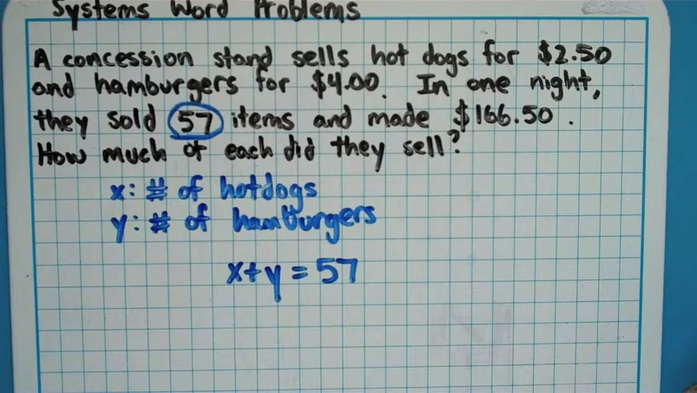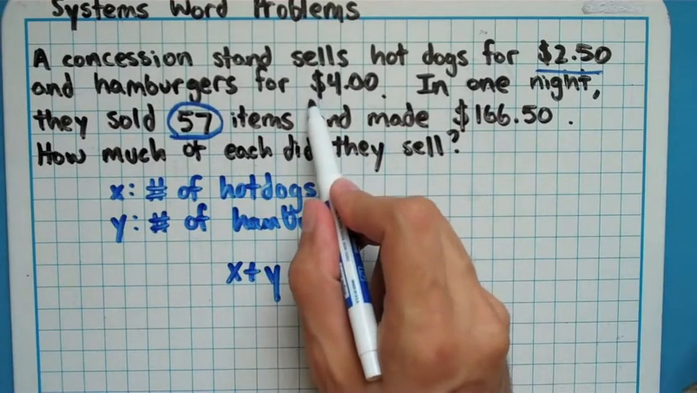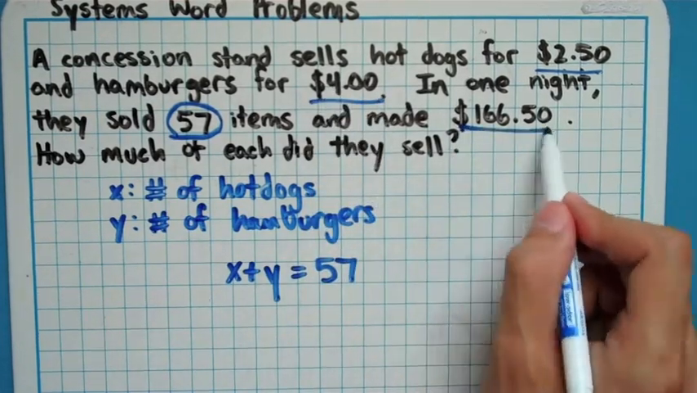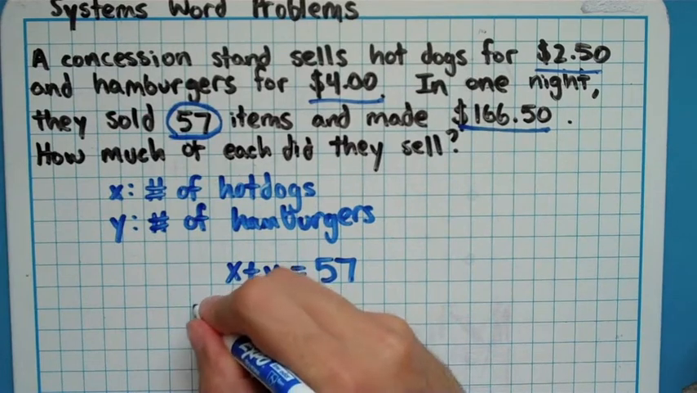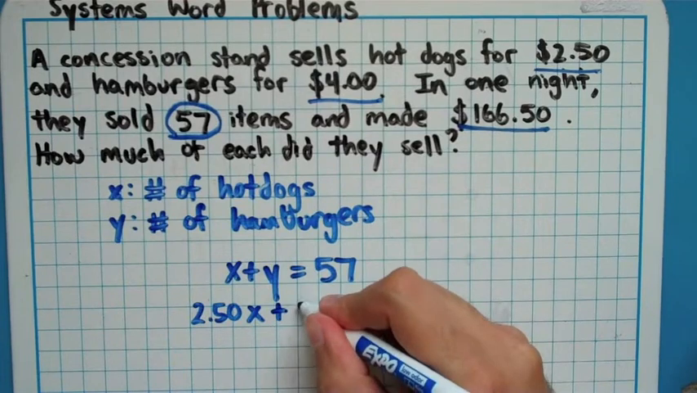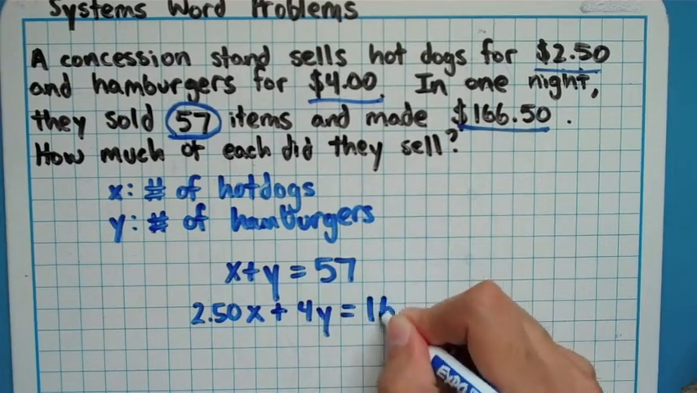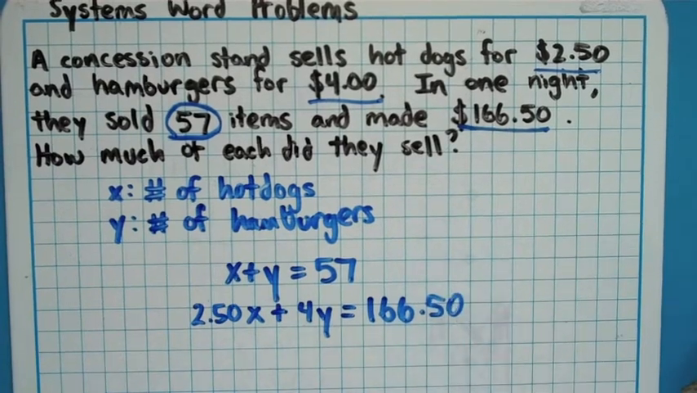So, with that being taken care of, we still need to make another equation out of our problem. And the other piece of information we haven't used yet is dealing with the prices. Hot dogs are $2.50 a piece, hamburgers are $4 a piece. They made this much money altogether. So $2.50 per hot dog plus $4 per hamburger equals $166.50. So that is my second equation there. If you multiply the number of hot dogs by 2.50, number of hamburgers by 4, you get that total price.